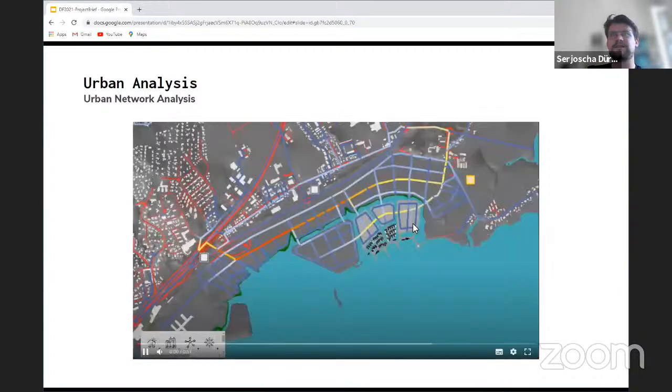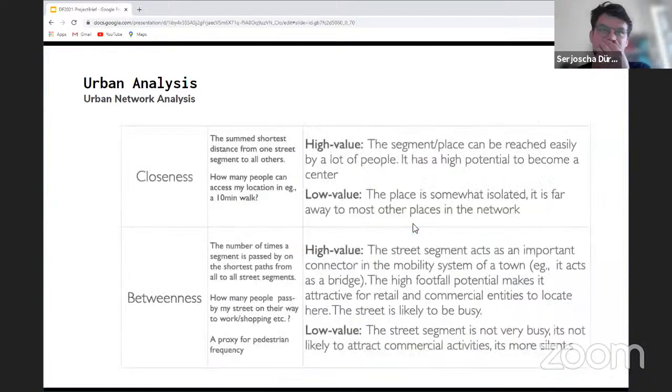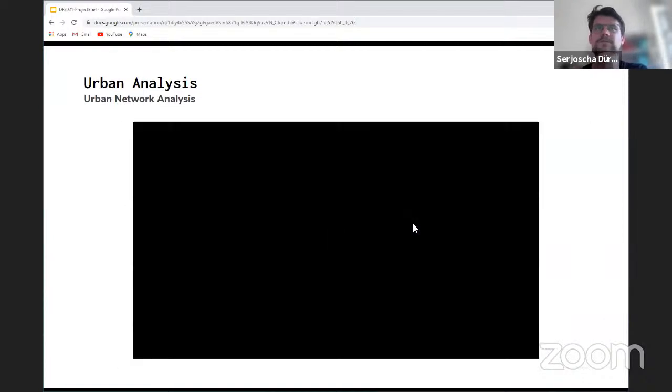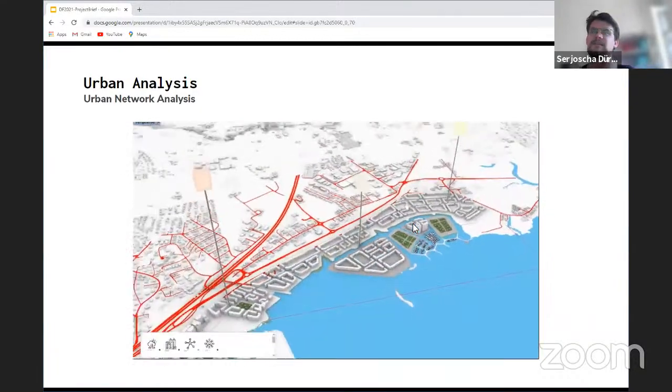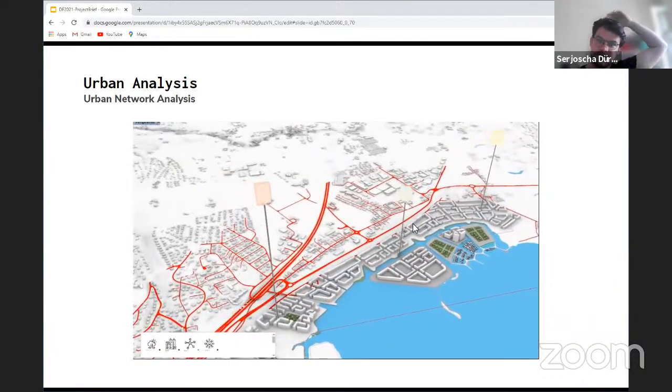Yeah, here again, a bit more detailed information. I will link the slides, of course, afterwards. And you can implement these kinds of measures in a design process. This is an example. We try to optimize walkability in a quarter.